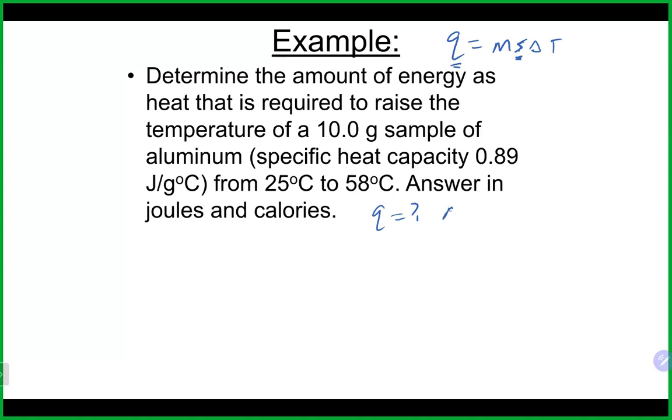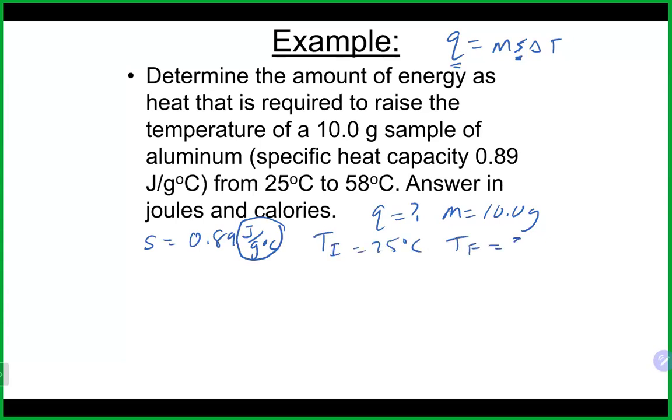We have the mass given to us as 10 grams. We have the specific heat capacity, which is 0.89 joules per gram per degree Celsius. So that's what I was talking about: this should always have 3 units with it, so hopefully we won't get those backwards. We have an initial temperature of 25 degrees Celsius and a final temperature of 58 degrees Celsius. So we have everything we need here. We'll just pop it in.